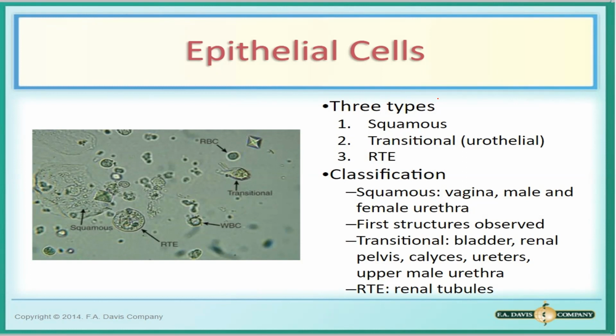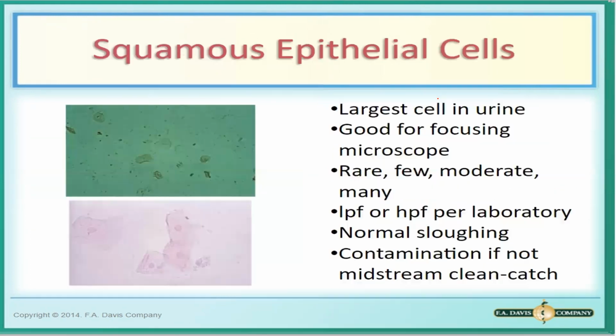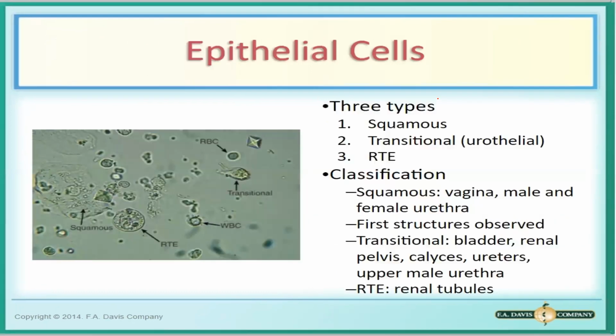And then RTE cell. RTE cell, depende po sa pinanggalingan niya. Pag nanggaling sa PCT, ang shape niya is columnar. If galing sa DCT, shape niya is round or oval. Kapag galing naman sa collecting ducts, it is cuboidal.